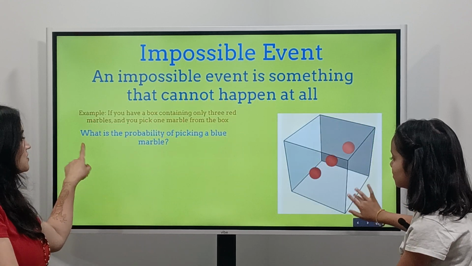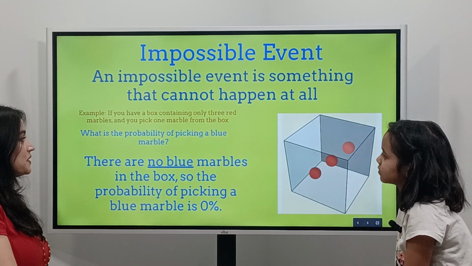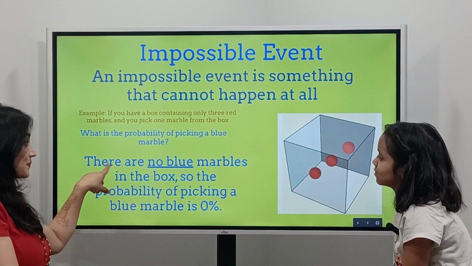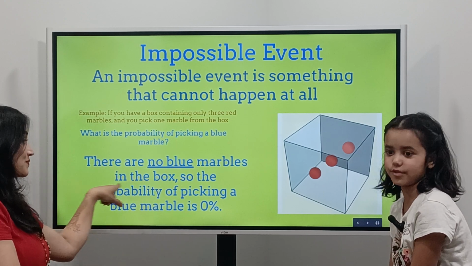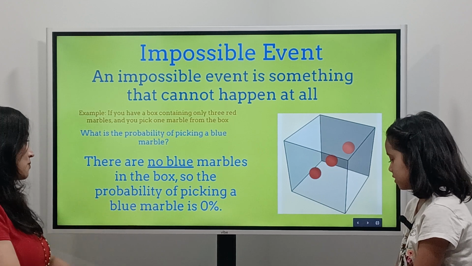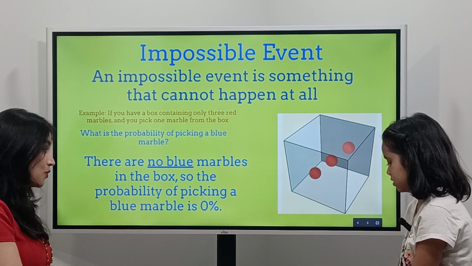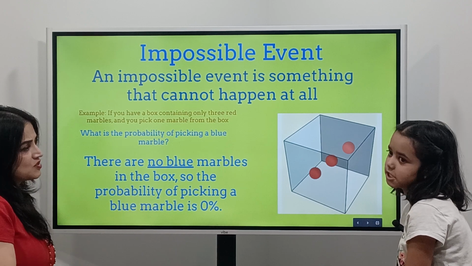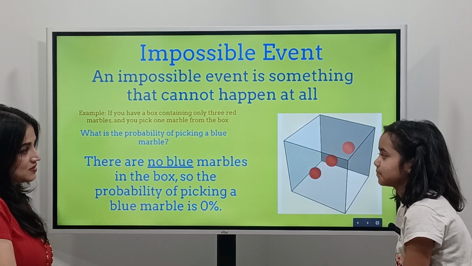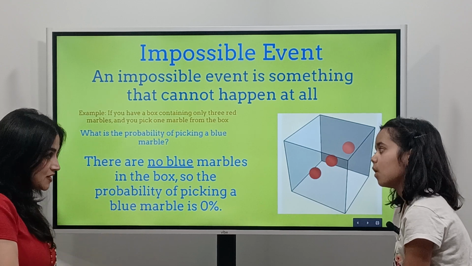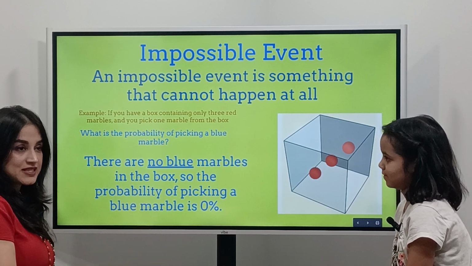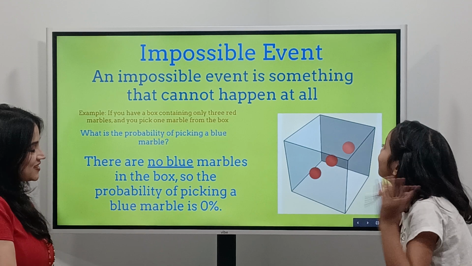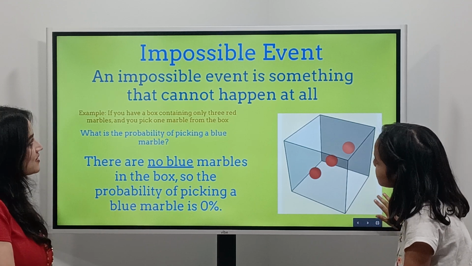So the question was, what is the probability of picking a blue marble? There are no blue marbles in the box. So the probability of picking a blue marble is 0%. Because there is no blue marble. So we talked about the certain event and the impossible event. Good to know that.